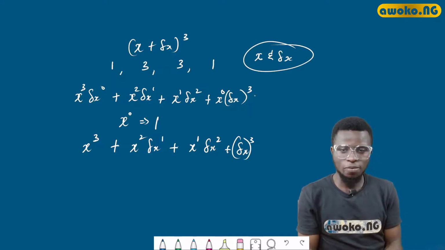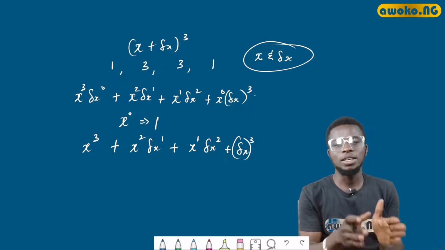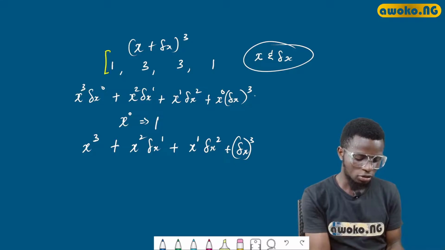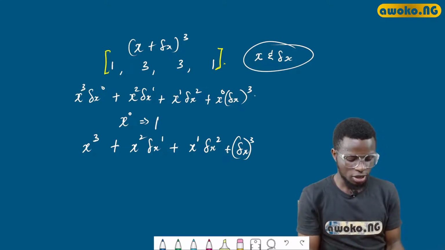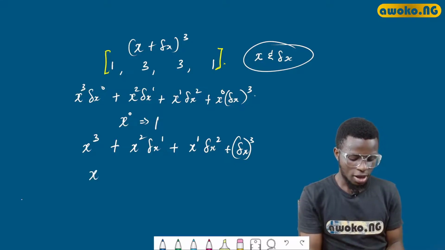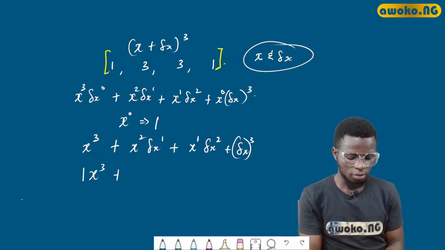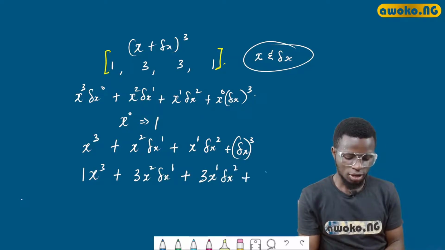And the next step from here is to include all the coefficients from Pascal's triangle, these ones here. So if we do that, we have x raised to the power of 3 times 1, plus 3x raised to the power of 2 δx raised to the power of 1, plus 3x raised to the power of 1 δx raised to the power of 2, then plus δx raised to the power of 3 times 1.